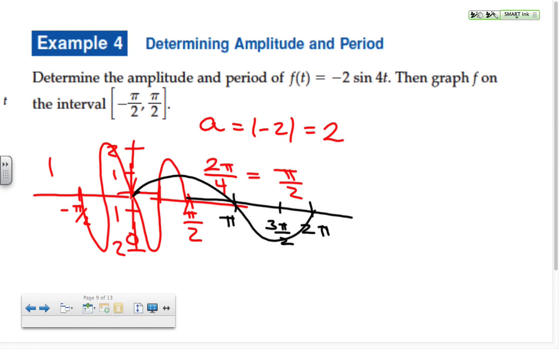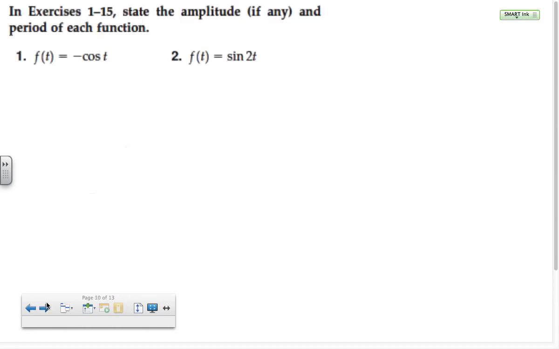So, all right, let's do a couple more examples. We're going to state the amplitude and period of each function, but it didn't ask us to graph. I was thinking we needed to graph. That will be the next example. So let's go ahead and do this really quick.